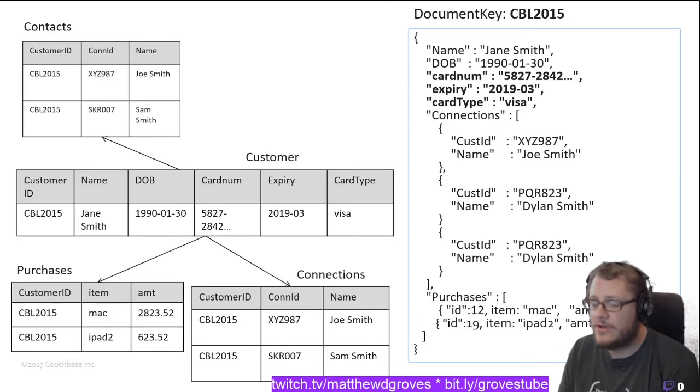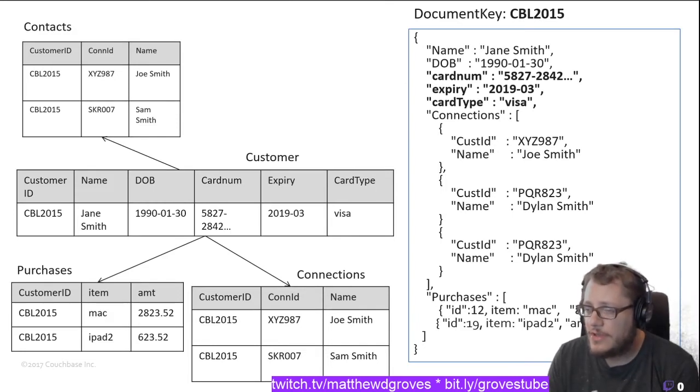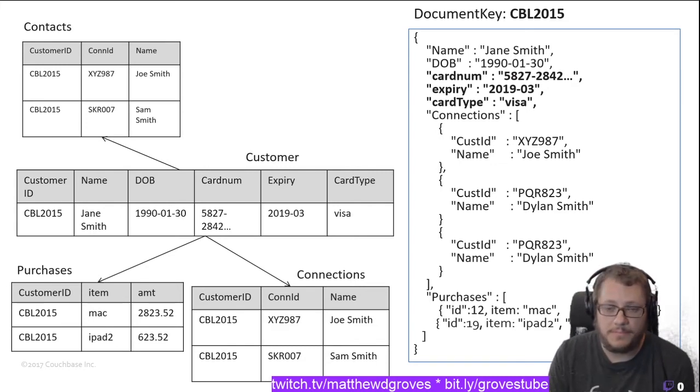So let's put it all together. Here are the 4 tables on the left, and this is the 1 document on the right. So we've got 7 pieces of data in 4 tables, as opposed to 1 piece of data in 1 document called CBL 2015.